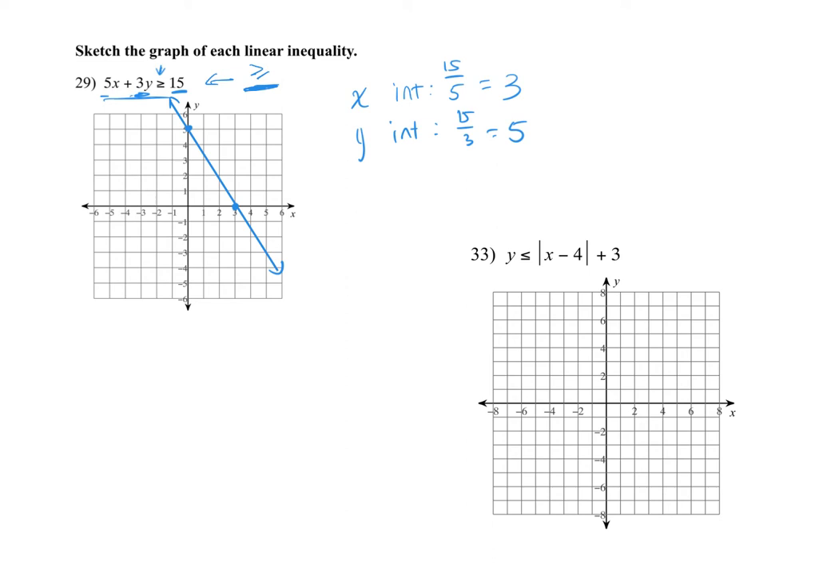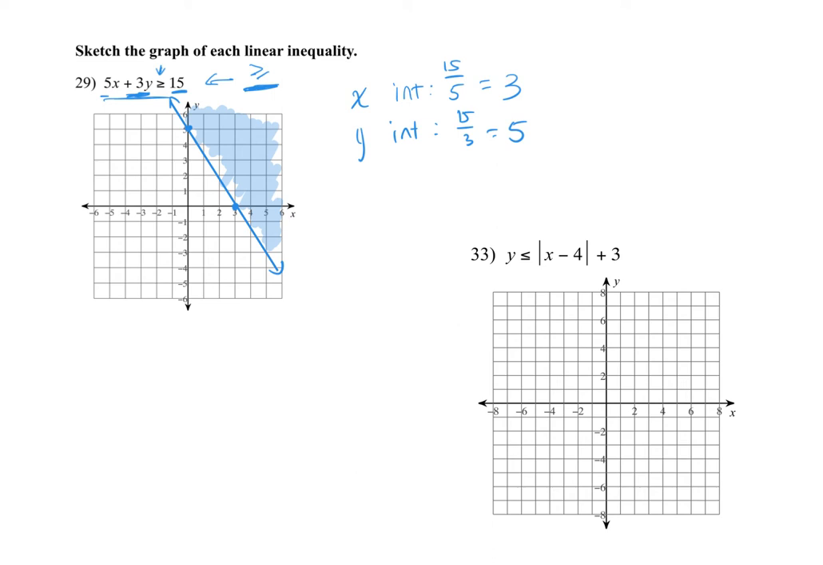So for this one, I have a positive 3. I can do what it tells me, greater than. Greater than means I'm going to shade above. So wherever my y is, it's at a 5, so everything that would make my y bigger. That's this side of the graph.